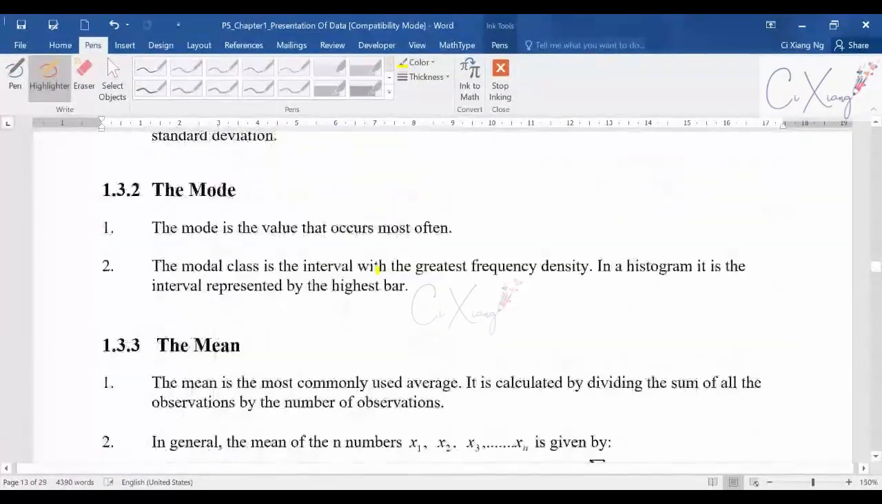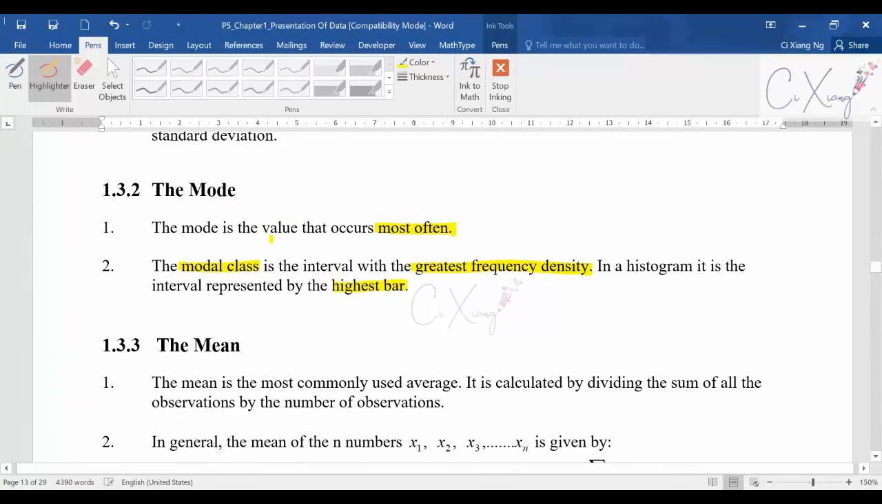So we come to mode first. Mode is the value that occurs most often. So I think this one you should know already. And then if we talk about modal class, then we are looking for the group with the greatest frequency density. So in the histogram, it is the highest bar. So this is what we call mode.